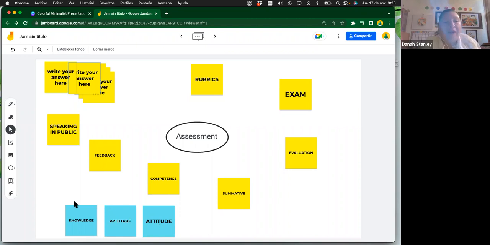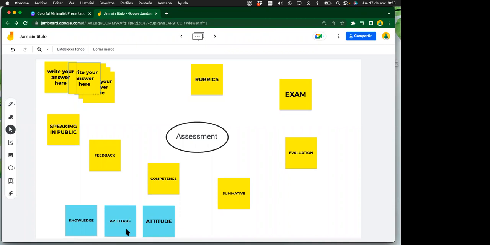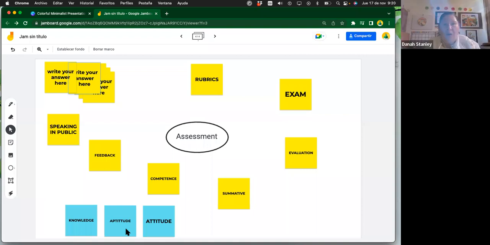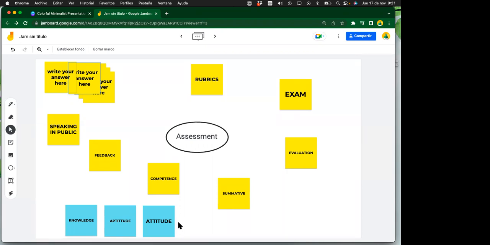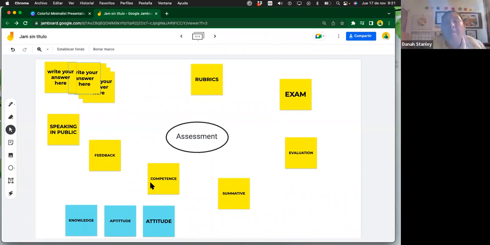Because if you have the knowledge and the aptitude, and you say, no, es que no, y apago mi cámara, o sea, it doesn't work. But if you have the knowledge, the aptitude, although it is not 100% super high, but you have the attitude and you try to do your best, yes, so you are competent. That is the meaning of competence.